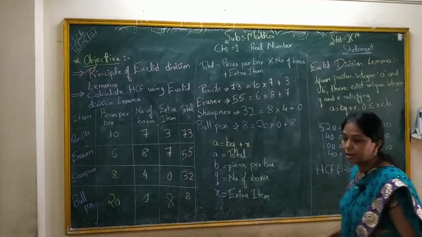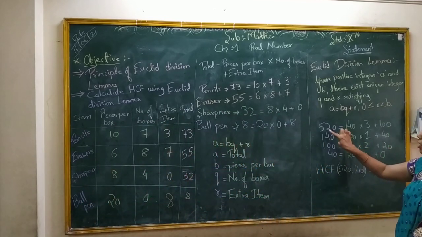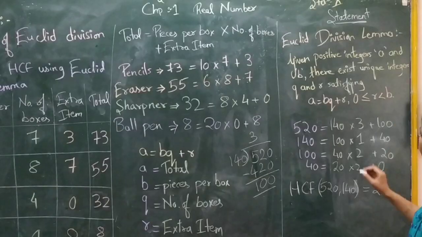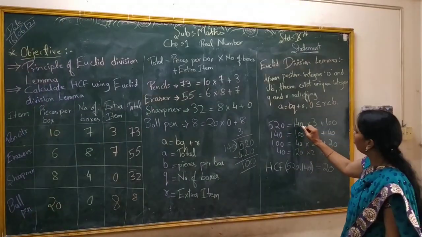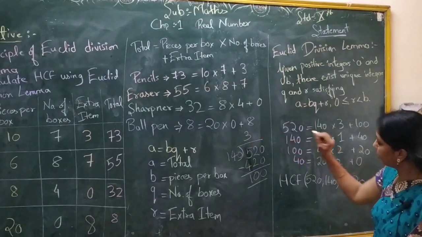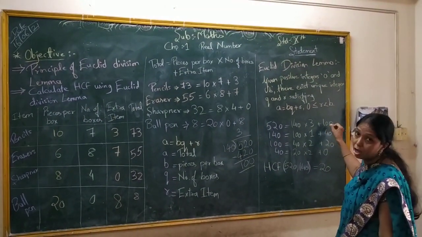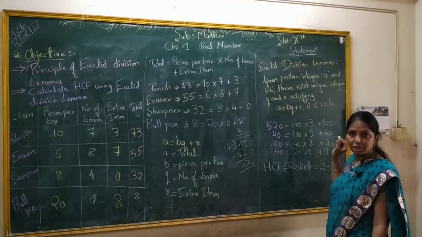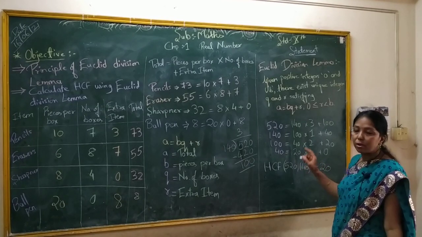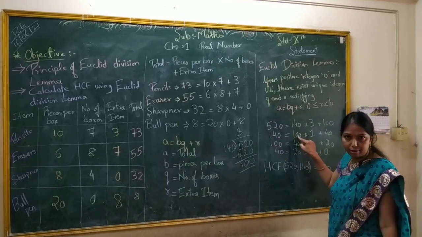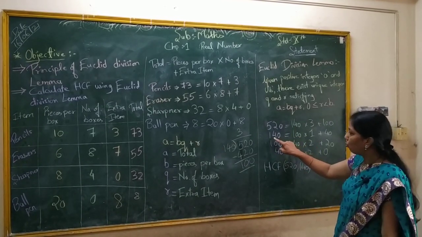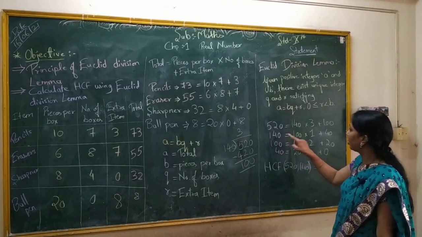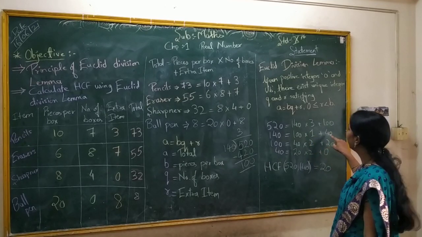Here we will assume A as 520 and B as 140. So 520 equals 140 into 3 plus 100. Here the remainder is not 0, so again we have to apply Euclid division lemma for 140 and 100. So now 140 equals, similarly you divide and find the answer, 100 into 1 plus 40.